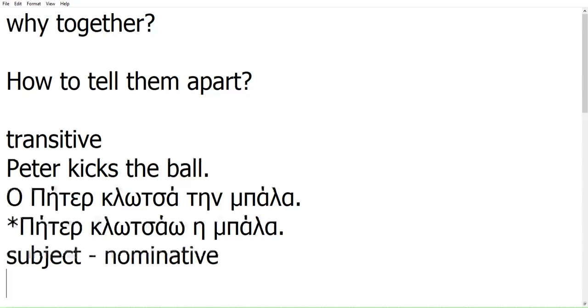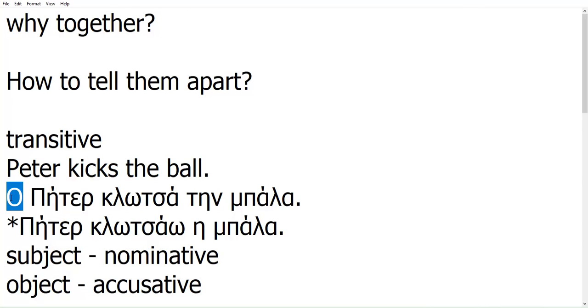What I'm about to say right now is not always true. When I say object, it will be in the accusative. This is true most of the time, but for today it will be always true. So for today, treat these two things as meaning the same thing. The word in the nominative is the subject and the word in the accusative is the object. Treat them as equal.